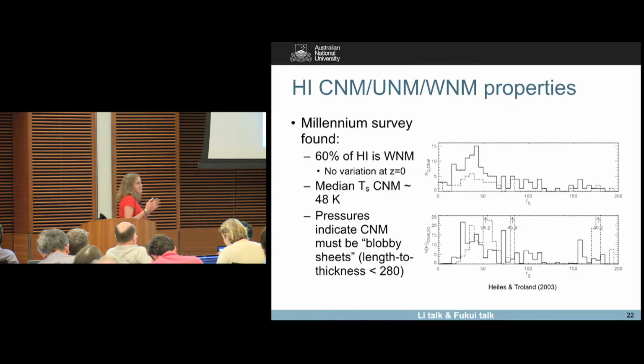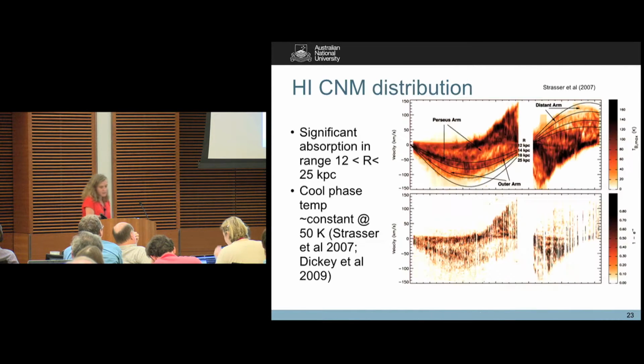I think this is where we fail as interstellar medium astronomers. Blobby sheets does not inspire a lot of confidence amongst our astrophysical colleagues. I think we should work on something that sounds a little more interesting, but blobby sheets it is, with length-to-thickness ratios that can be up to almost 300. So very, very extreme properties. But that's something very interesting about the interstellar medium that I think we're learning more about, as I'll talk about in a little bit.